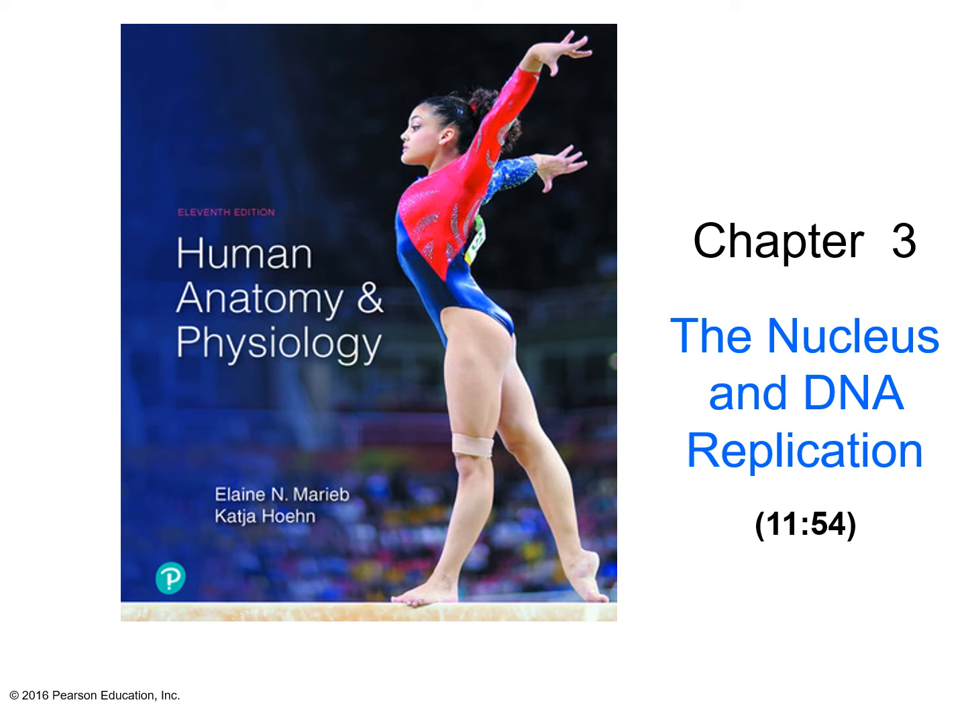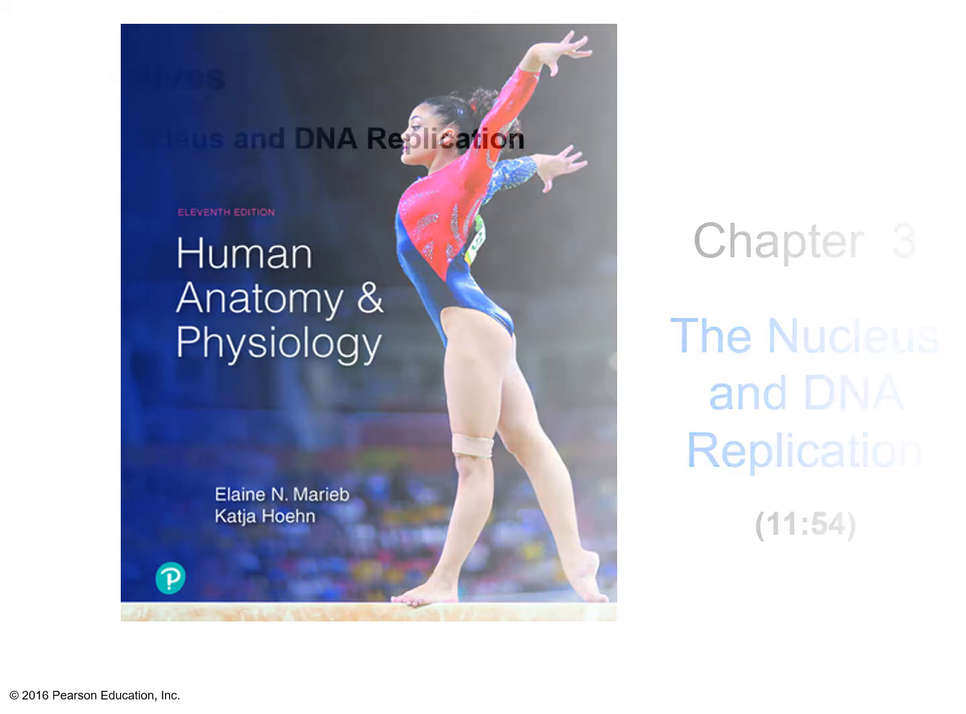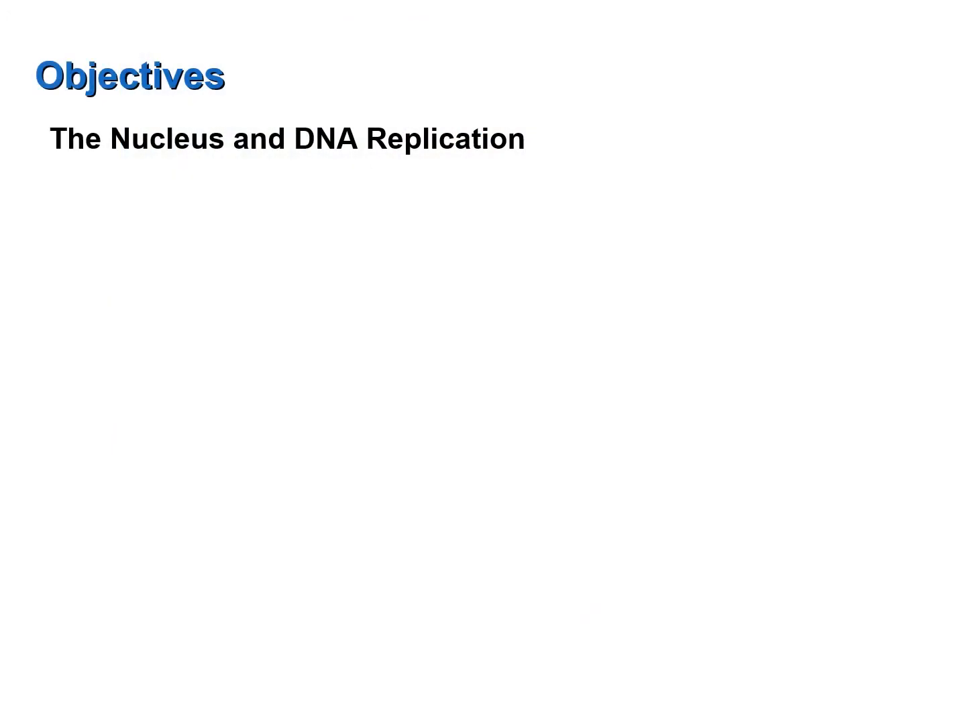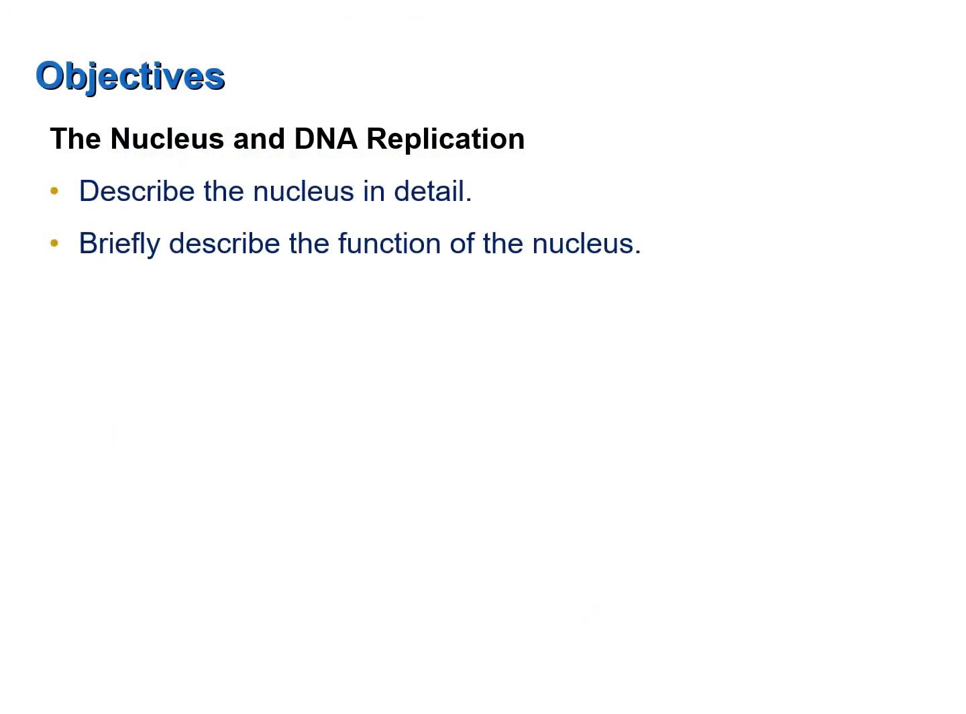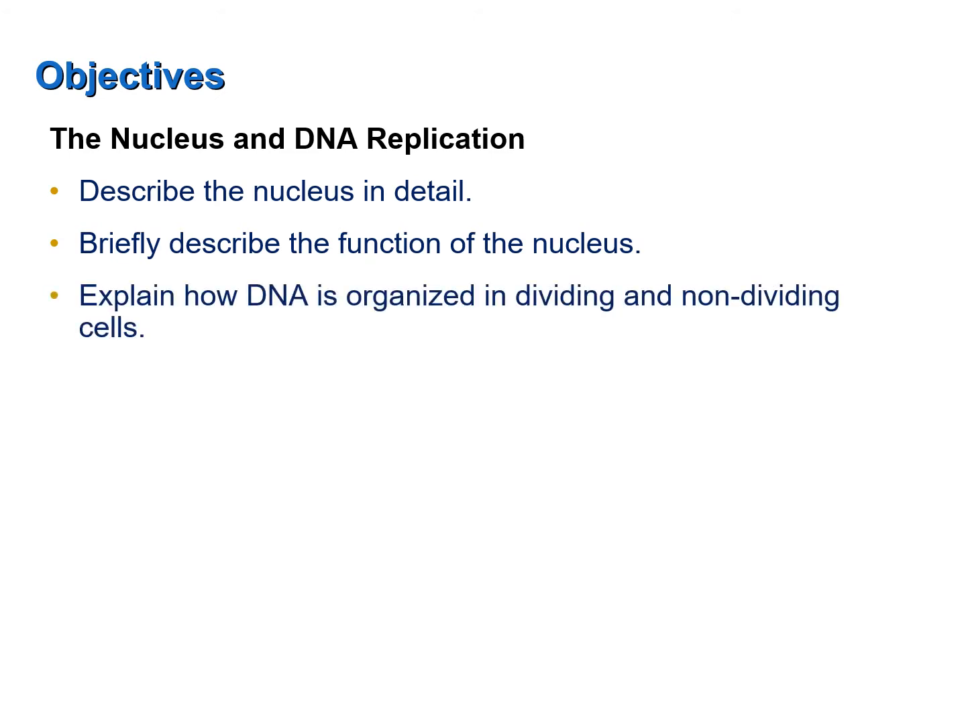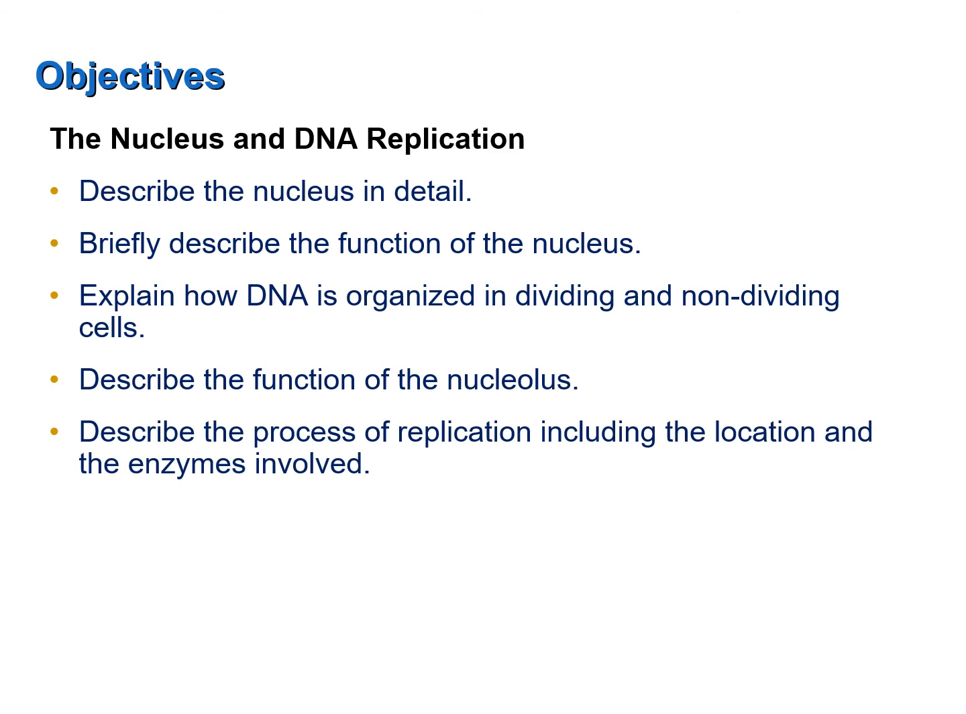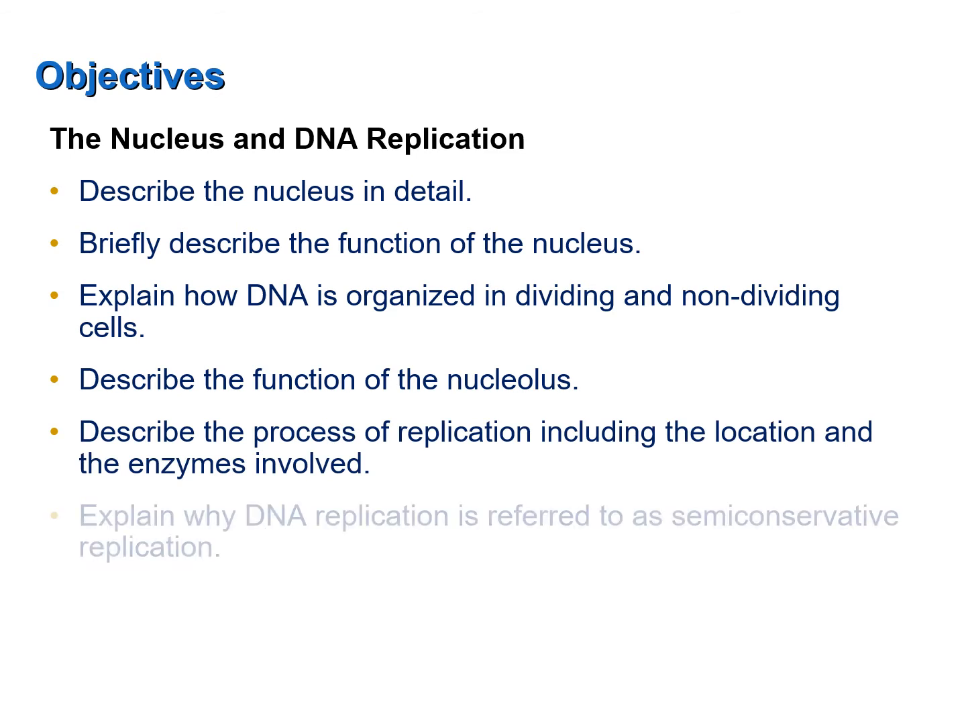This screencast covers the topics of the nucleus and DNA replication, which you will find in Chapter 3 of your textbook. The learning objectives of this screencast are as follows. Describe the nucleus in detail, briefly describe the function of the nucleus, explain how DNA is organized in dividing and non-dividing cells, describe the function of the nucleolus, describe the process of replication including the location and the enzymes involved, explain why DNA replication is referred to as semi-conservative replication.